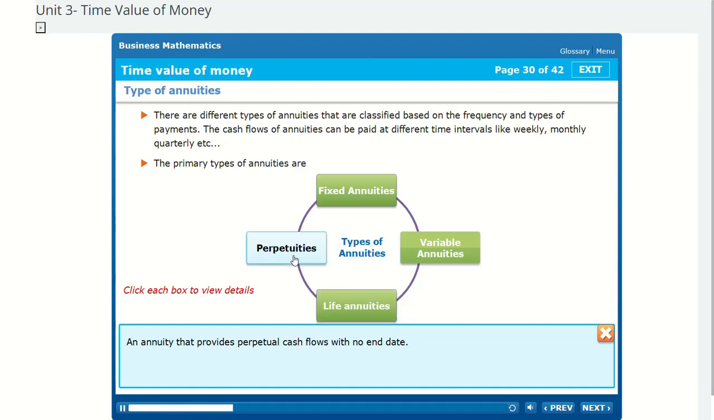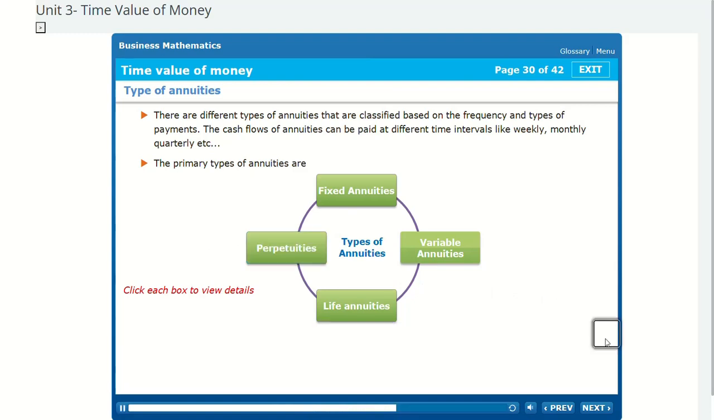Perpetuities. An annuity that provides perpetual cash flows with no end date. Fixed annuities. Variable annuities. Life annuities. Perpetuities.